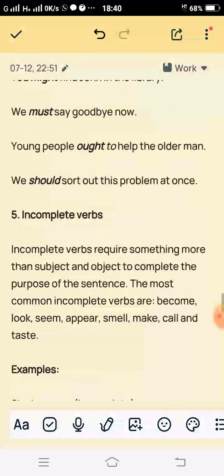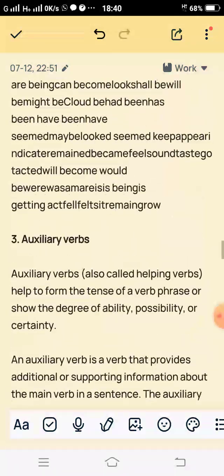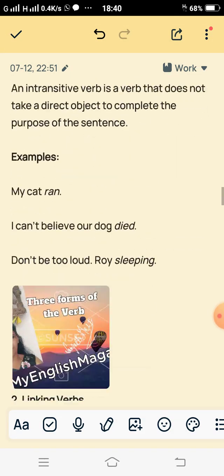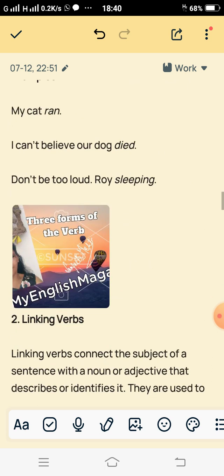So, today I explained to you the verbs. Now, I think all of you understand the verbs, their kinds, their definitions, and how we use the verb in a sentence.